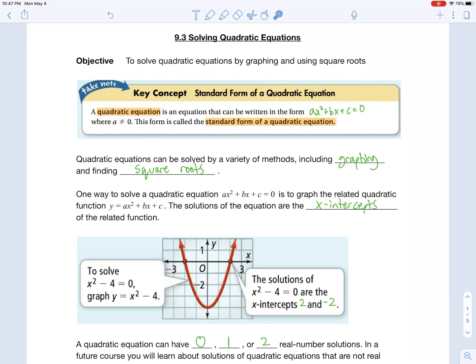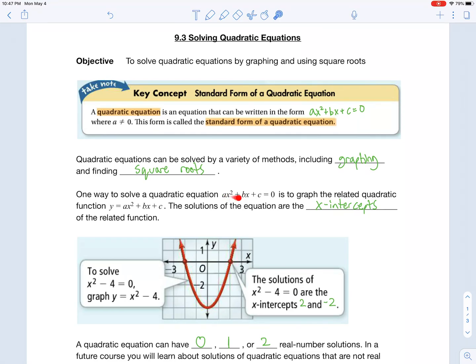Again, we're just going to call that standard form. We've seen that now for a few sections, ax squared, bx, and c. And we're going to solve them in this section using two different methods. First of all, just by graphing. And this is mostly just to get a picture of what that's going to look like. And more often, we're going to solve these sorts of functions using what we call finding square roots.